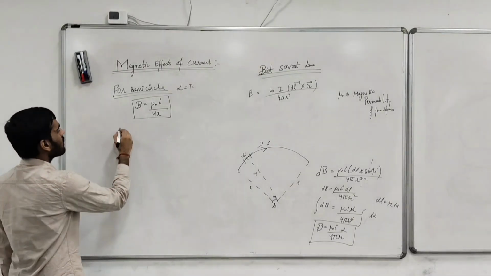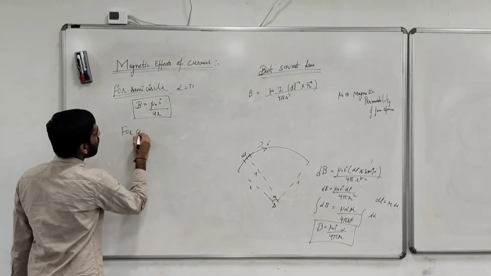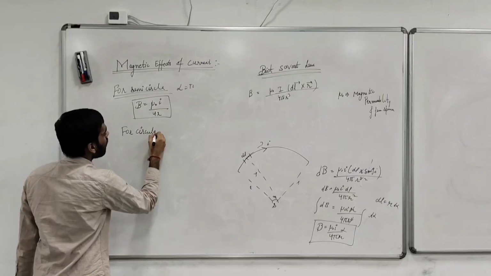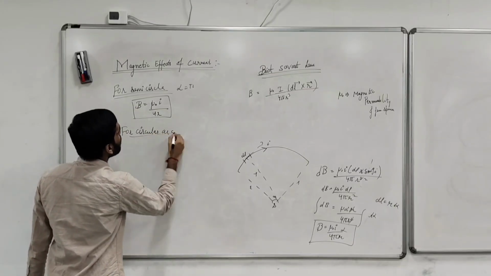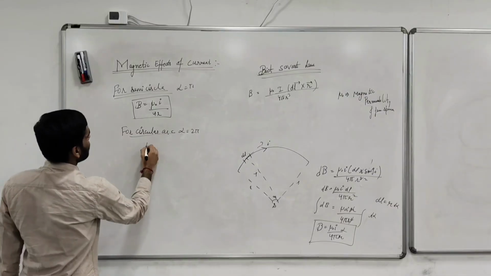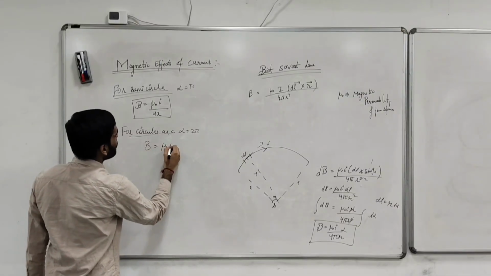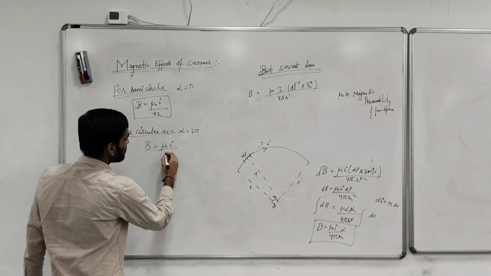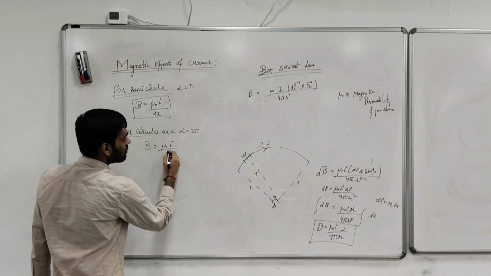For a circular arc, alpha is equal to 2 pi. So the magnetic field will be mu naught I by 2r.